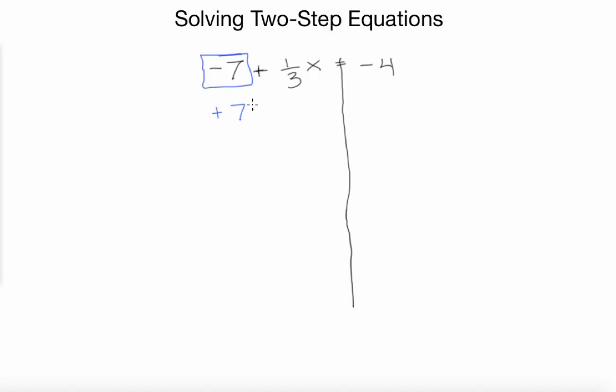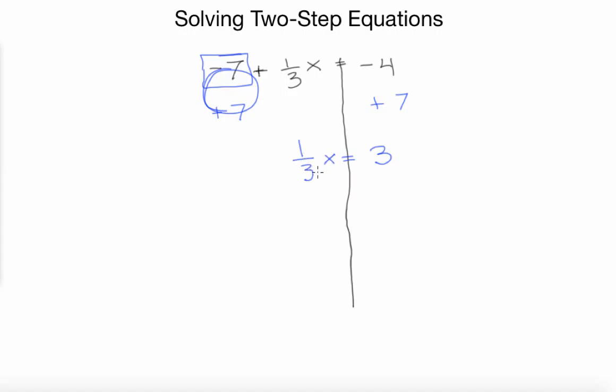-7 plus 7 ends up equaling 0. But if I do it to the left side, I got to do it to the right side as well. So -7 plus 7, that turns into 0. And I'm left with 1/3 times x equals -4 plus 7 on the right, which is going to give me 3.